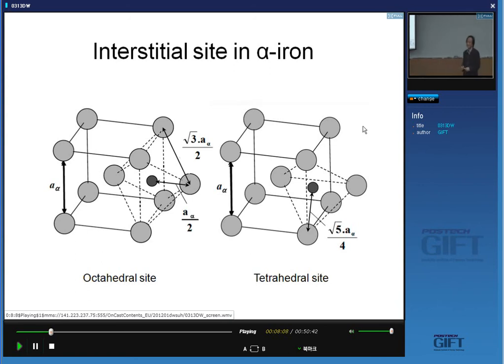How about the tetrahedral site? Tetrahedral site means four faces, a site surrounded by four faces. So when you consider these four atoms, there are four faces, and at the center of these four faces, there is a tetrahedral site. There are four tetrahedral sites in one face, right? And each tetrahedral site is shared by two unit cells. So there are 12 tetrahedral sites in BCC iron, right?